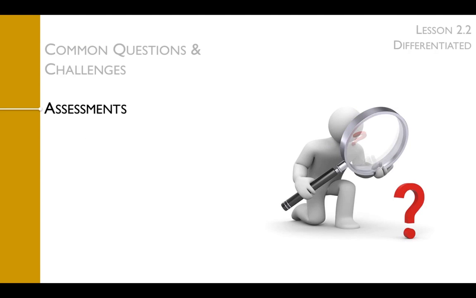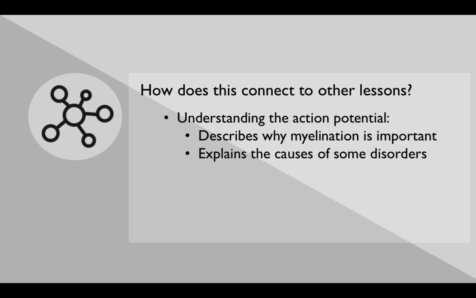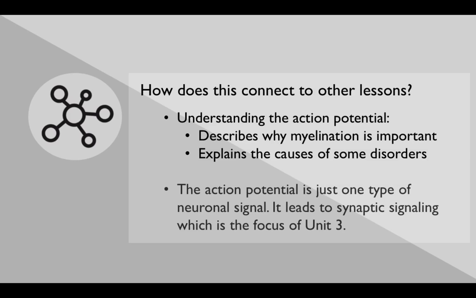At the end of this lesson, students should be able to describe the process by which our neurons generate and conduct an action potential down the length of the axon. They should also be able to predict the consequences of disrupting this process. An understanding of the action potential is important because it describes why myelination is important, which we'll discuss in the next lesson, and it explains the causes of some of the disorders we'll discuss in lesson 2.5. Additionally, the action potential is just one type of neuronal signal. It leads to synaptic signaling, which is the focus of Unit 3.